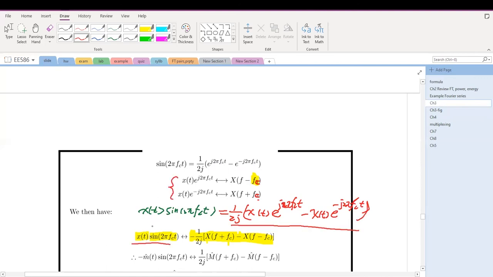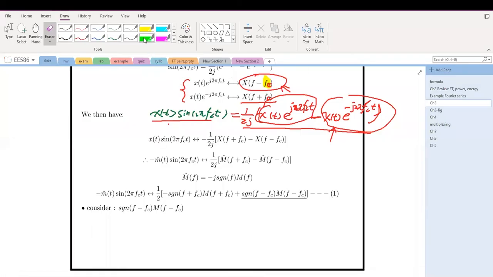The Fourier transform of x(t) sine 2 pi fc t. And remember, I take this minus sign out first. I take this minus sign here. So therefore, this portion corresponds to f plus fc, this term. This portion corresponds to f minus fc, that's here.